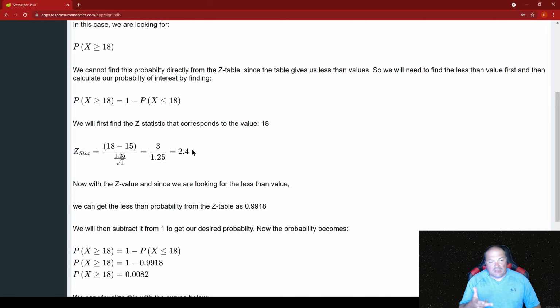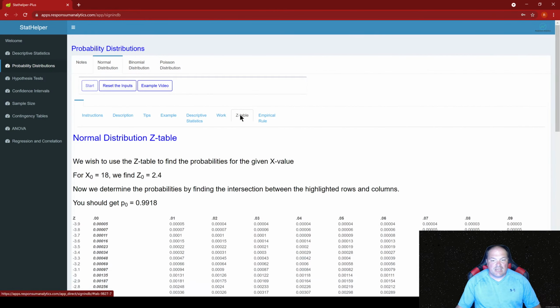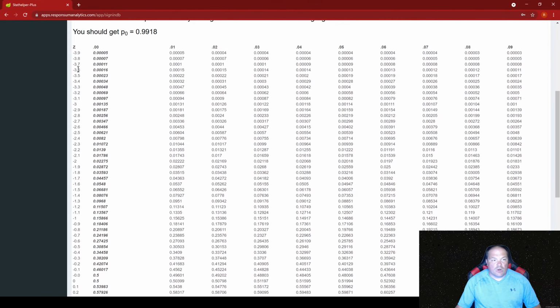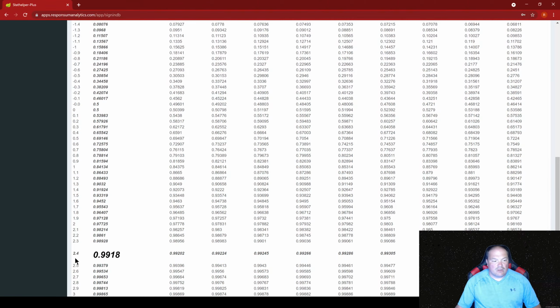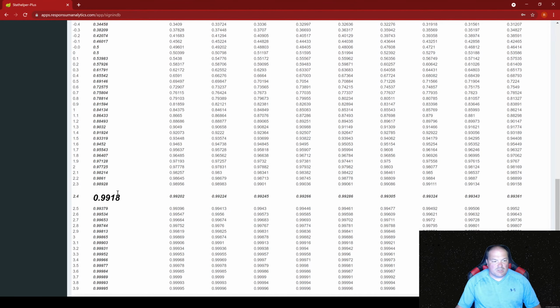Now normally what you would have to do at this point is you have 2 options. Either you have the computer that has the z distribution built in, or you have to use a z table, and you have to go look up 2.4 and figure out what probability that corresponds to. If we come up here, we do have something called the z table, and you can see it highlights your 2.4 here, and the third value is going to be 0. So it goes down, and it tells you that the probability that corresponds to 2.40 is 0.9918.